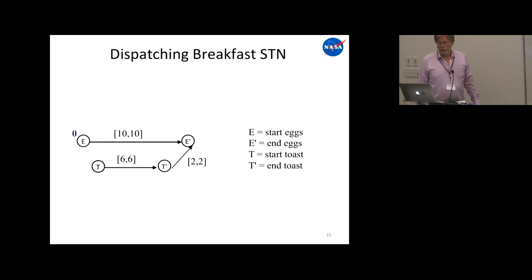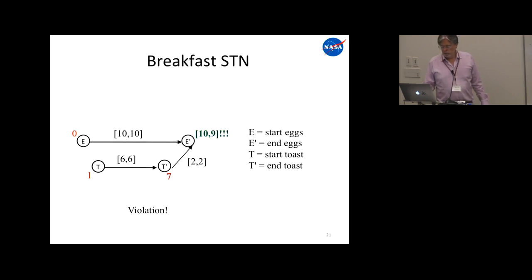Okay, let's give an example of dispatching the breakfast STN, okay? So let's start eggs at time zero, and propagate the bounds to the time point E prime. That means that E prime is going to end exactly at time 10. Let's start the toast at time 1. That propagates to time T prime, and the lower and upper bounds are updated accordingly. And so that implies that you execute the end of toast at time T prime. Inspect your burnt toast at time T, and then you update the lower and upper bound at time E prime.